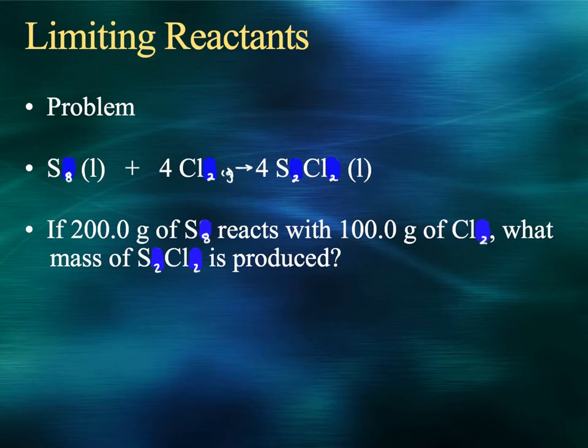Okay, so a sample problem here. We've got S8 plus 4Cl2 yielding 4S2Cl2. The problem says if 200 grams of S8 reacts with 100.0 grams of Cl2, what mass of S2Cl2 is produced? So here's your strategy for how to solve these. We are looking at this much mass of one thing and this much mass of the other. We've got to figure out which one is going to limit how much we can make.